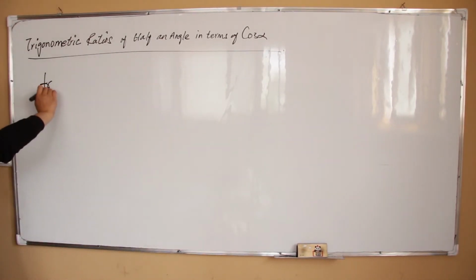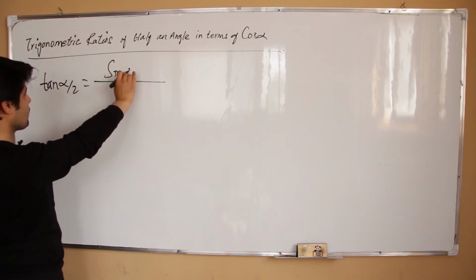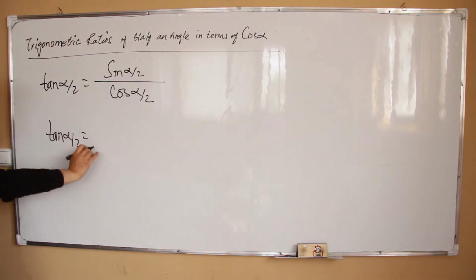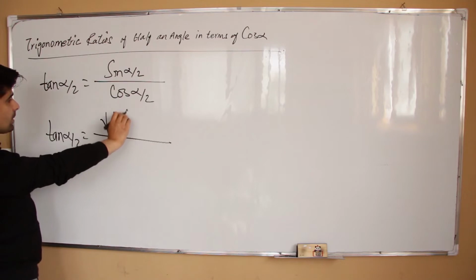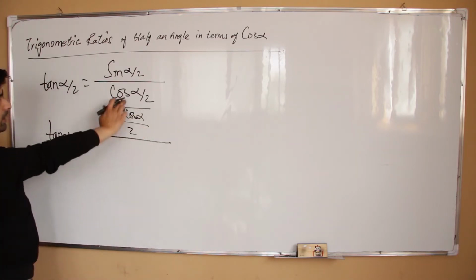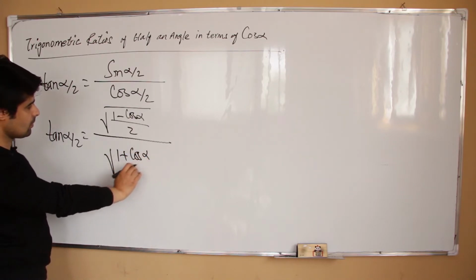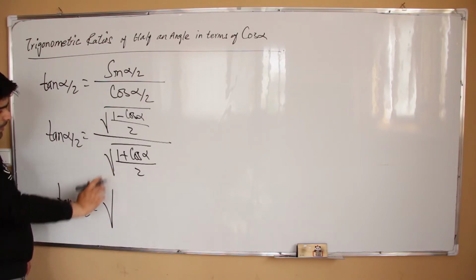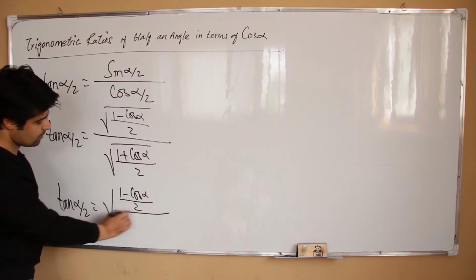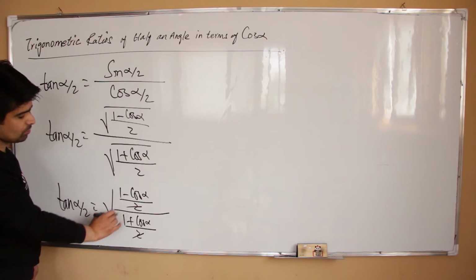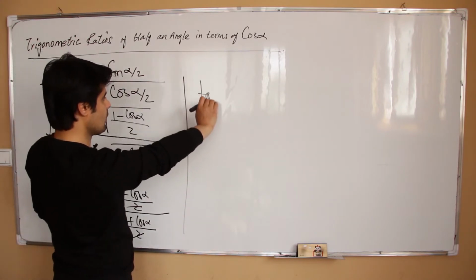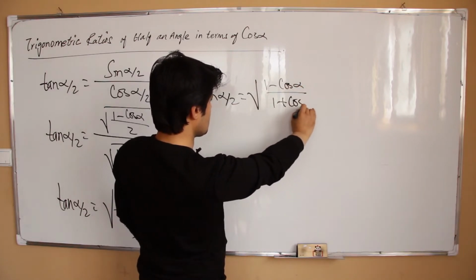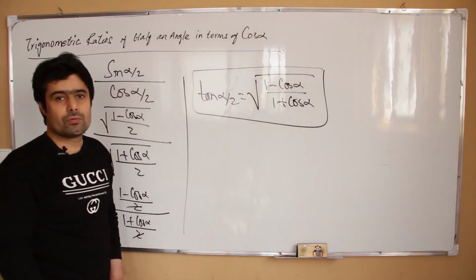How can we define it for tangent? Can I write tangent alpha by 2 is equal to sine alpha by 2 divided by cosine alpha by 2? Yes, obviously. So tangent of alpha by 2 is equal to, instead of sine alpha by 2, we have got the formula root of 1 minus cosine alpha by 2. We have proved this one. And instead of cosine, root of 1 plus cosine alpha by 2. Now if you want to simplify this one, tangent alpha by 2 is, under 1 root you will have 1 minus cosine alpha by 2 divided by 1 plus cosine alpha by 2. This 2 with this 2 is cancelled. So what you have found, tangent alpha by 2 is root of 1 minus cosine alpha over 1 plus cosine alpha. This is the formula we can use for tangent alpha by 2.